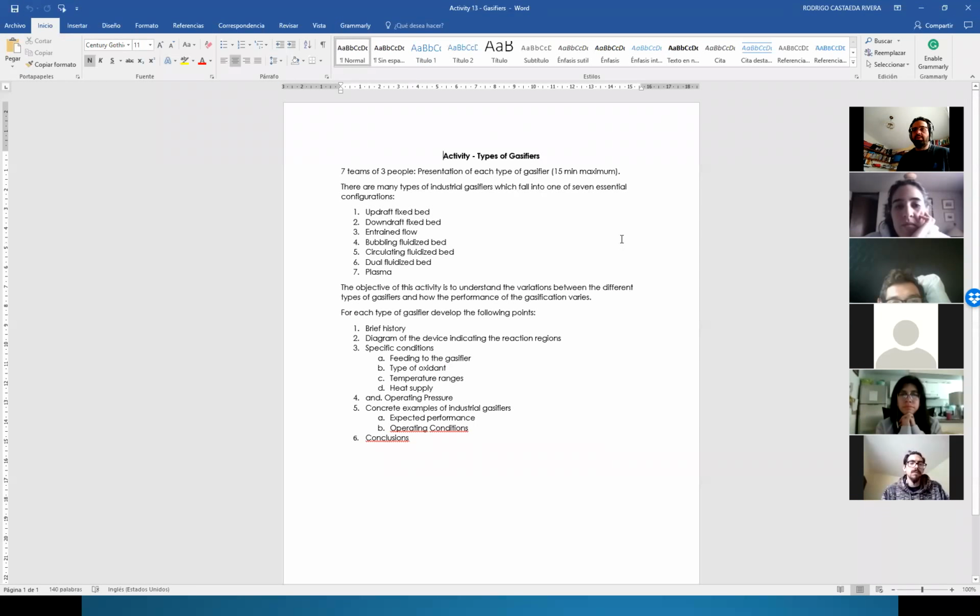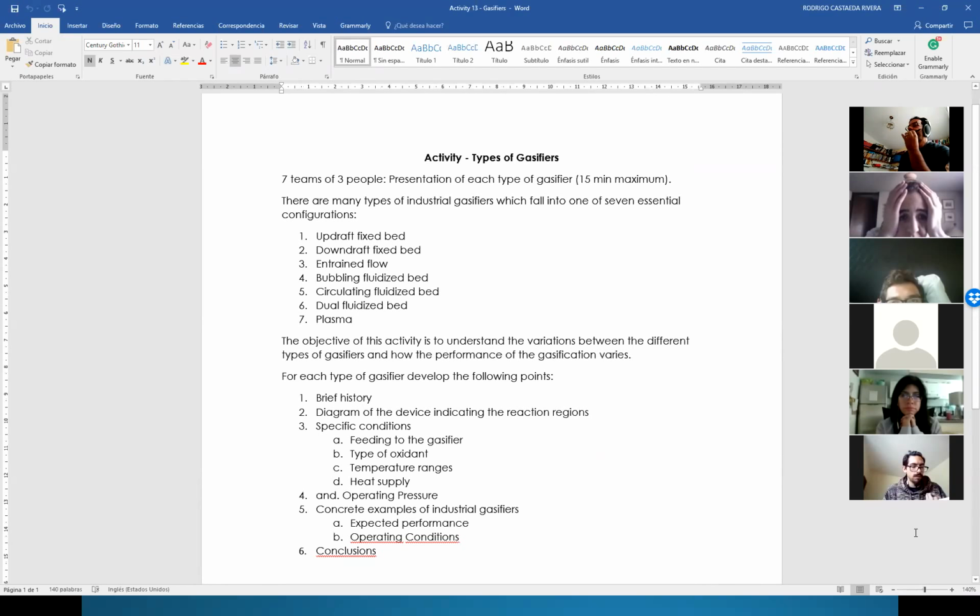Rodrigo. Es para el próximo miércoles la actividad, digo, para la próxima semana la actividad, ¿verdad?